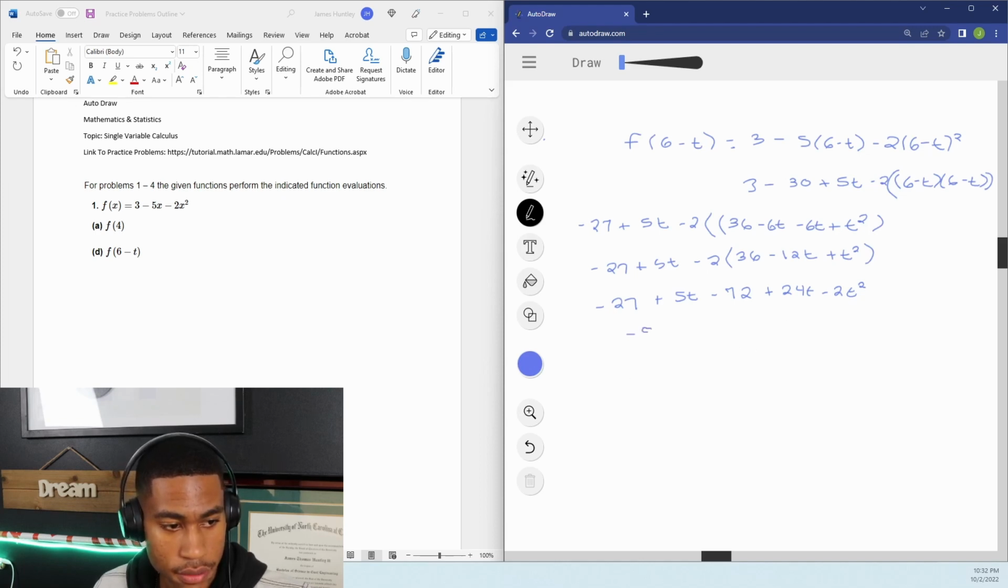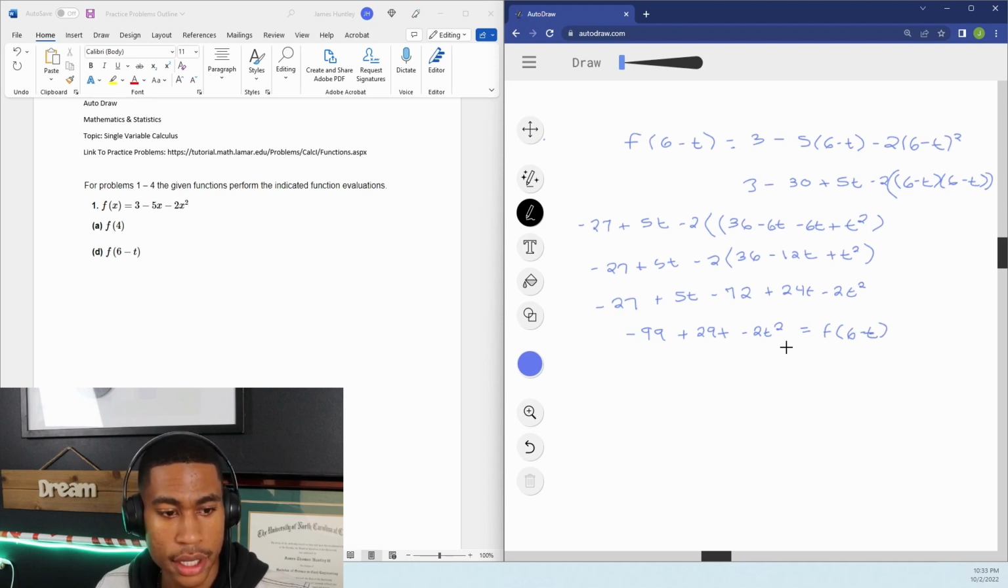Plus negative 99. And then I have, what is that? Plus 29t. And then minus 2t squared. So this is what I get for f of 6 minus t.